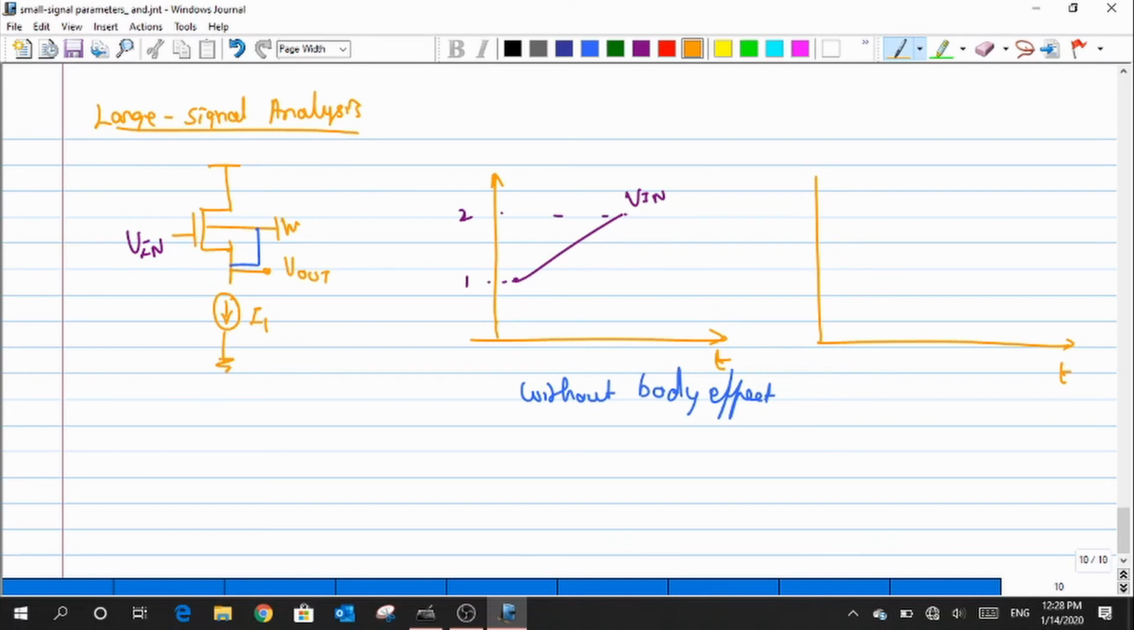How will I draw this? What type of structure is this? Is it a common source, common drain, or common gate?